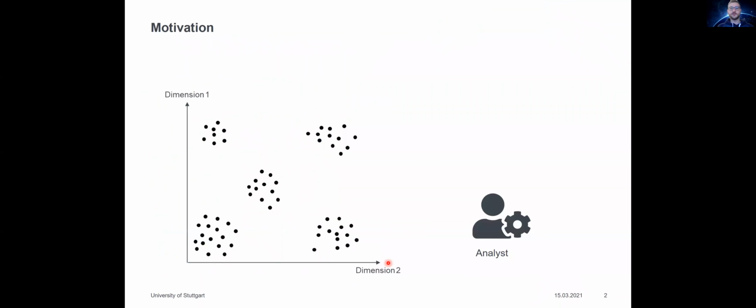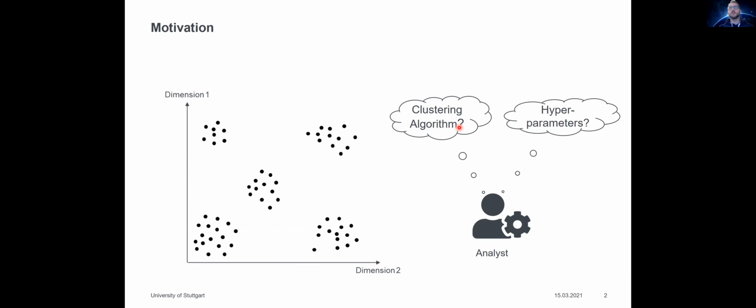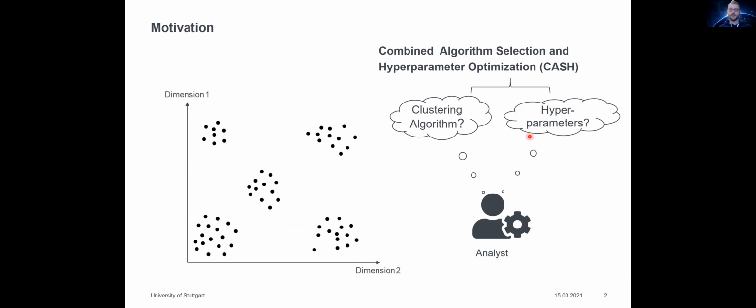Clustering analysis is a fundamental primitive in data mining to detect certain structures in your data. However, when applying clustering analysis on a new dataset, analysts often ask themselves, which algorithm should I use? Since each algorithm may be more suited for a different kind of dataset, and which hyperparameters should be used in combination with the clustering algorithm. This is also dubbed as the combined algorithm selection and hyperparameter optimization problem in the literature.